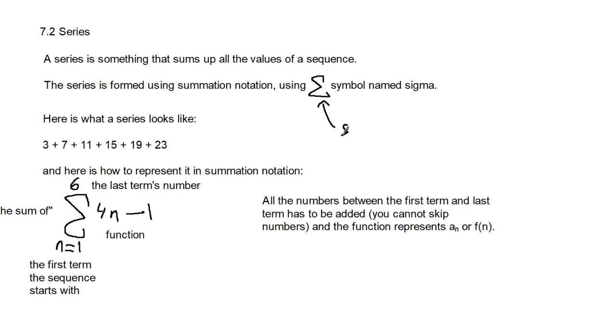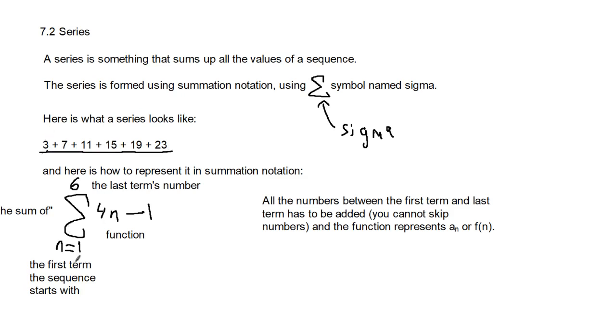And you see it a lot in advanced math, and it might seem condescending, might seem perplexing, but it's not that bad. So here's what a series looks like: 3, 7, 11, 15, 19, 23, pretty standard. And this is how you represent it in sigma.